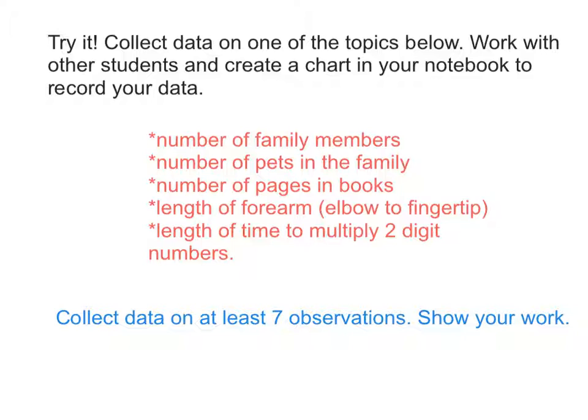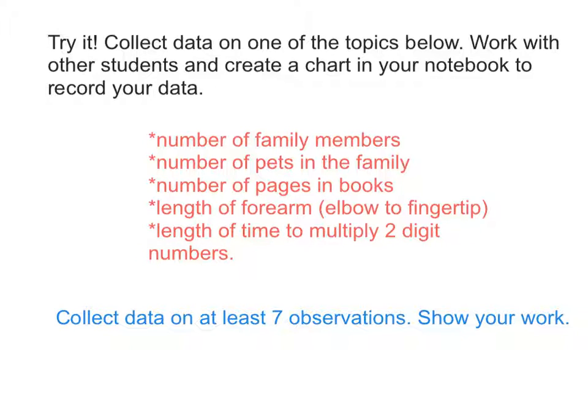Work with other students and create a chart in your notebook to record your data. Now you can decide which one you want to do. You can do the number of family members in people's family, maybe the number of pets in the family, the number of pages in books, that one you could do by yourself if maybe you're doing this at home. The length of forearms, which is the elbow to the fingertip, that's similar to the length of the index finger. And the length of time to multiply two-digit numbers.